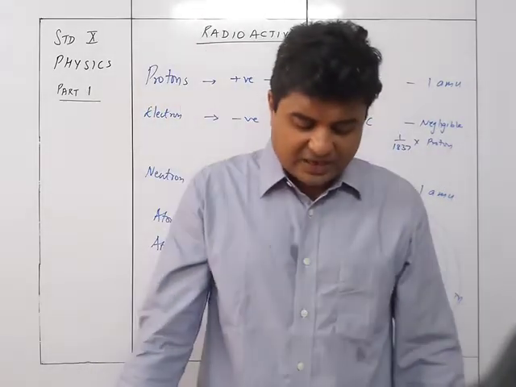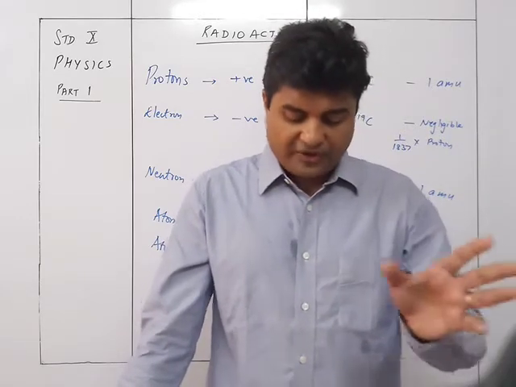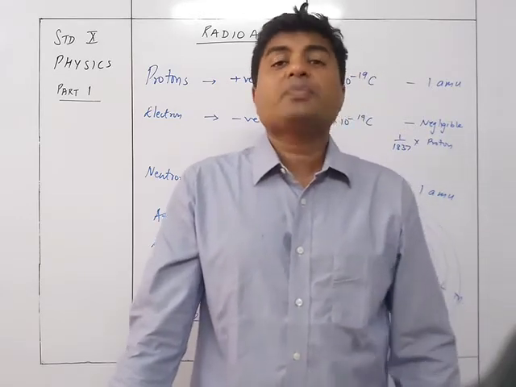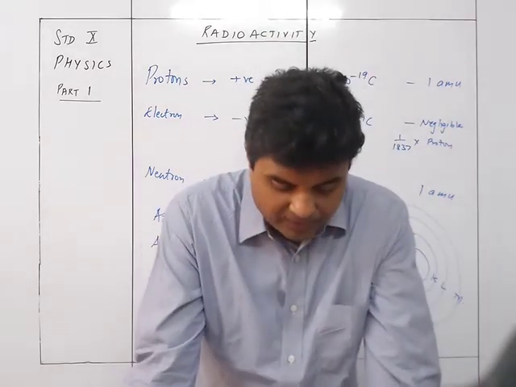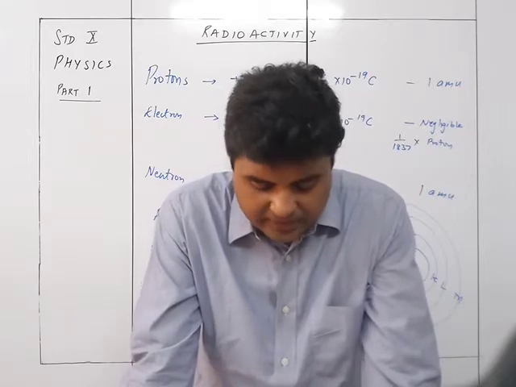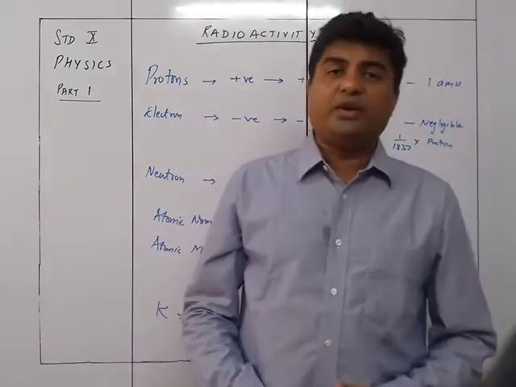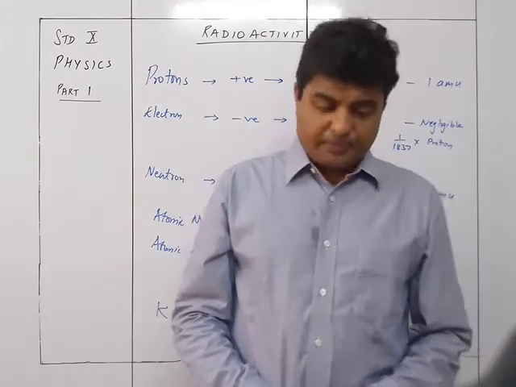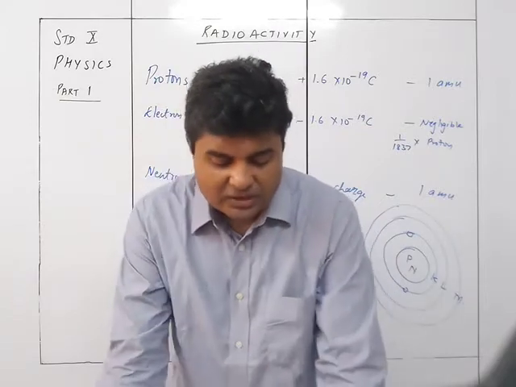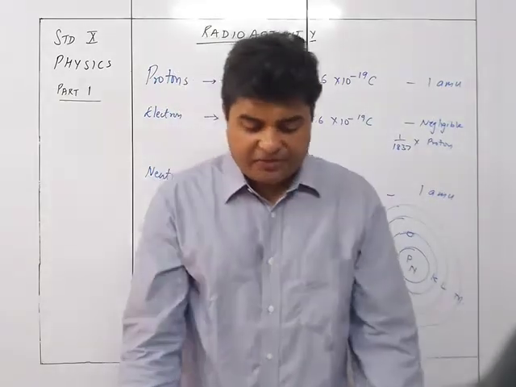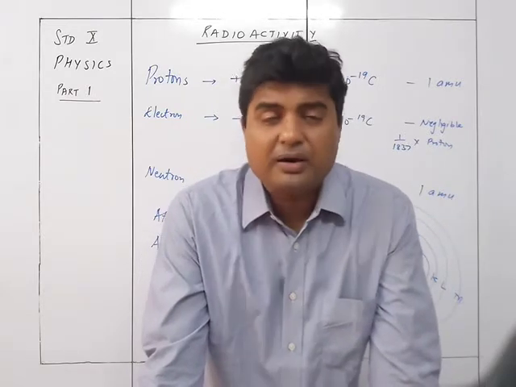The various shells around the nucleus, for n equals 1, 2, 3, 4, 5, 6, 7, are named K, L, M, N, O, P, Q respectively. And these shells can accommodate at the most 2, 8, 18, 32, 50, 72 and 98 electrons respectively.